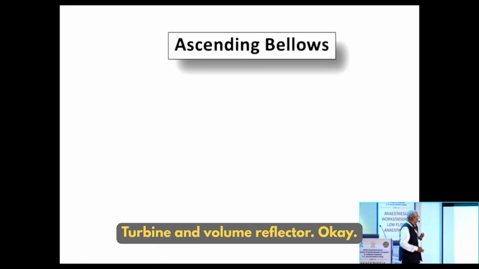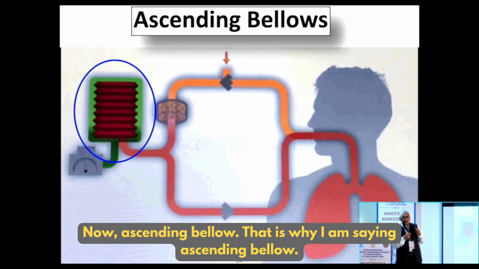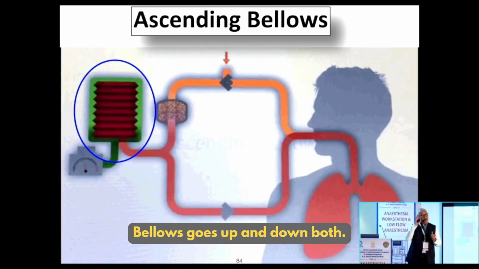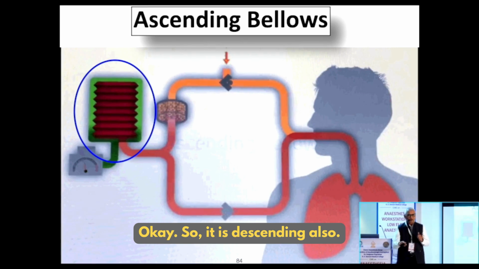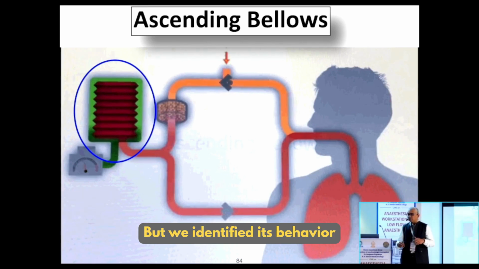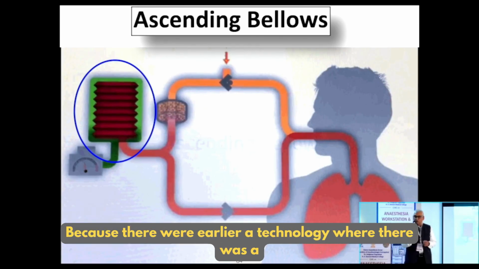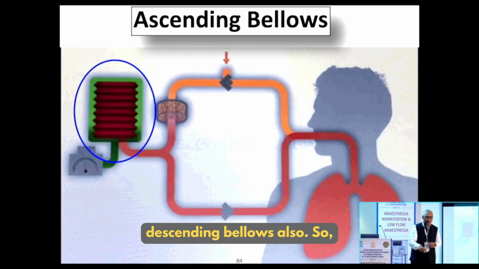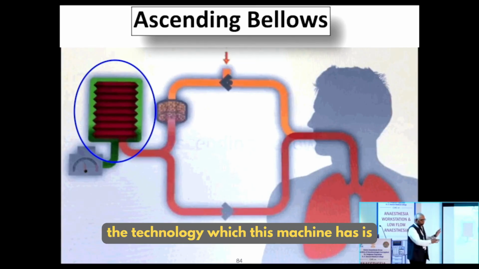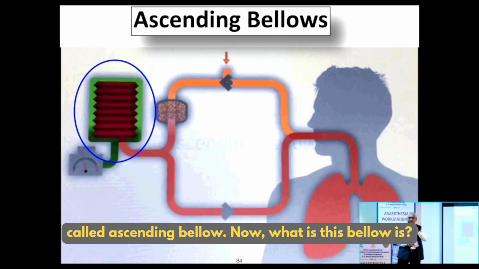Now ascending bellow, why am I saying ascending bellow? Bellows go up and down both, so it is descending also. But we identified its behavior in expiration. So that is called ascending bellow, because earlier there was a technology with descending bellows also. So the technology which this machine has is called ascending bellow.